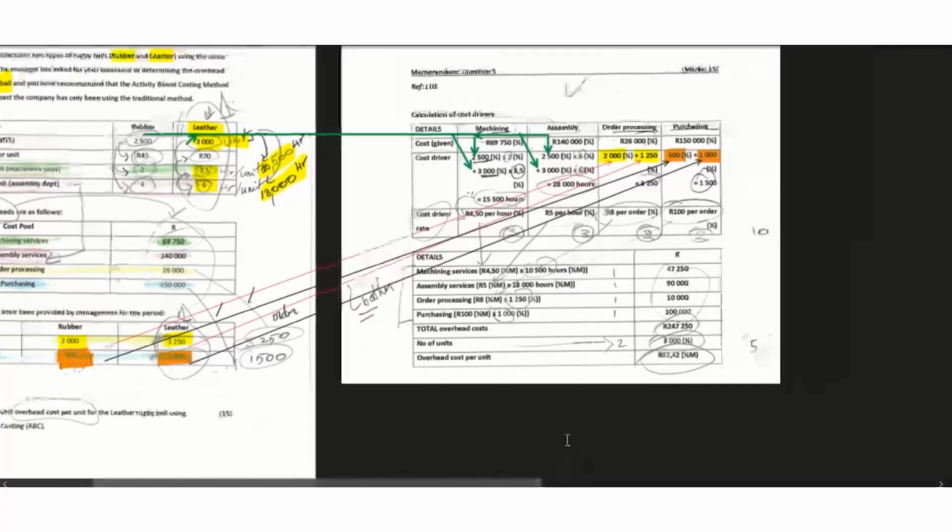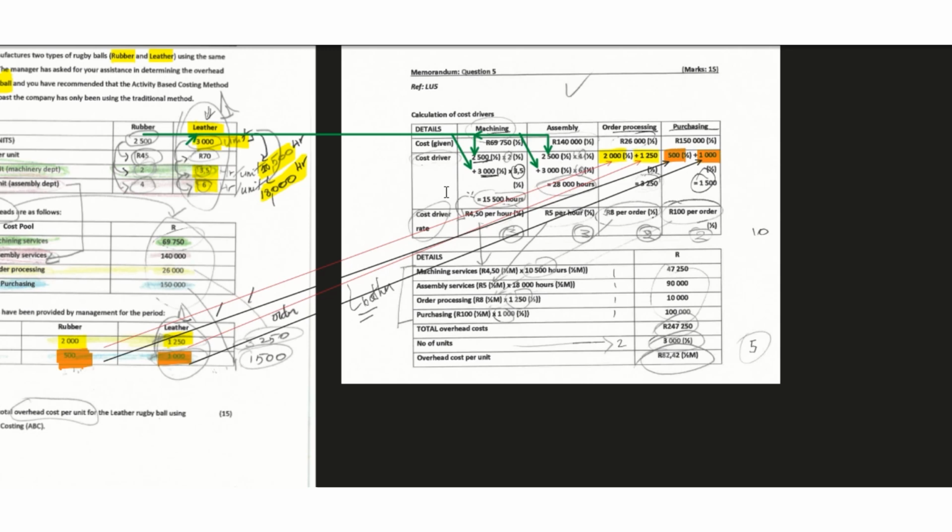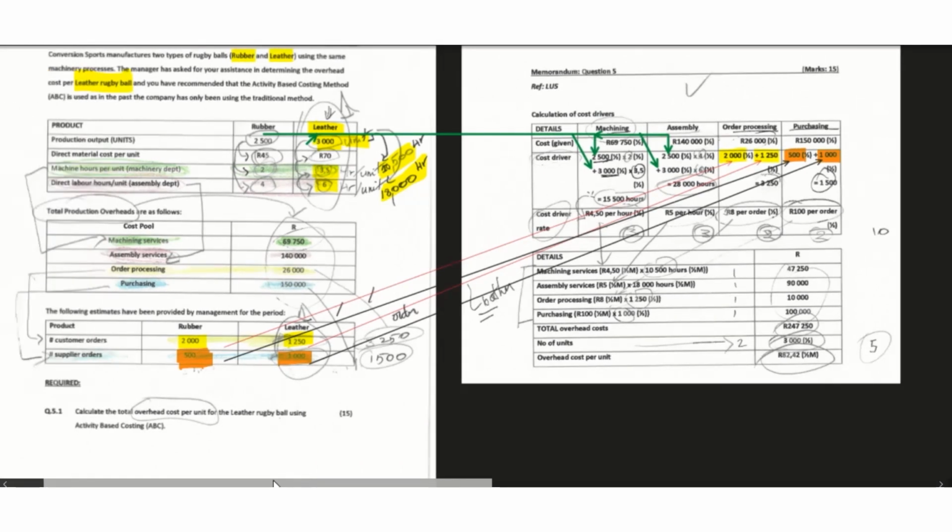Let's go quickly to answering with the memo. When you're looking at the memo, it's quite clear. You have machining, assembly, because you have these four cost drivers that were provided to you. Those are the ones that are going to help us to do the calculation. I have provided you with all the annotation for you to be able to see clearly. So you have machining, assembly, order processing and purchasing.